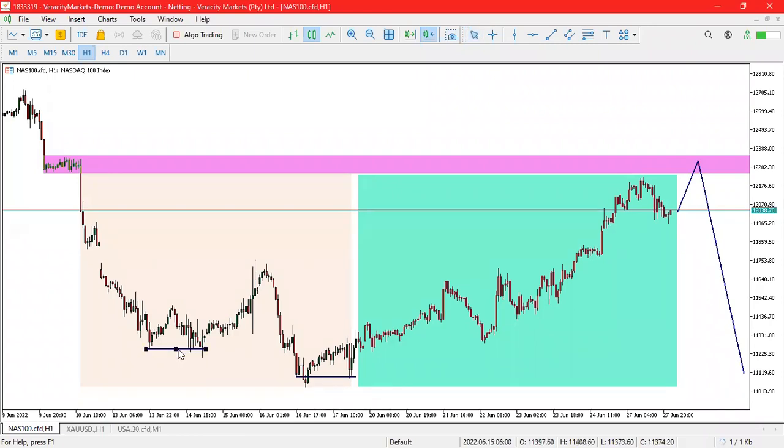Let's also identify this level here. I want to show you something. And then we'll also identify this level here.